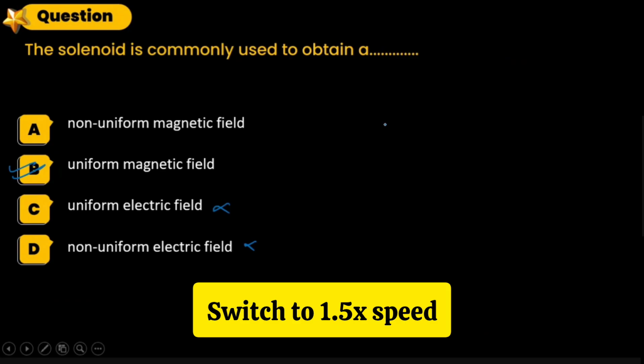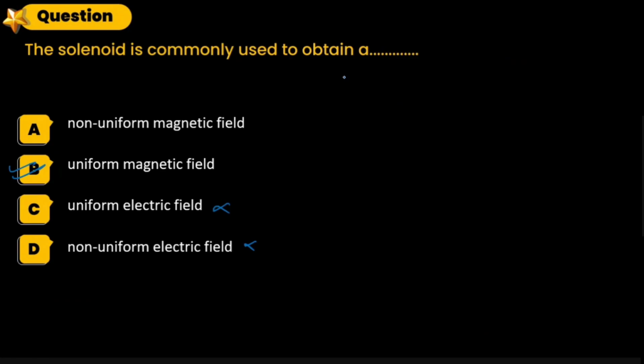Have you seen a solenoid around yourself, like in any appliance or any device? Like usually in the back of the door when there's a door stop, I think there I've seen a solenoid. No, no, no, no, no. It's not that.